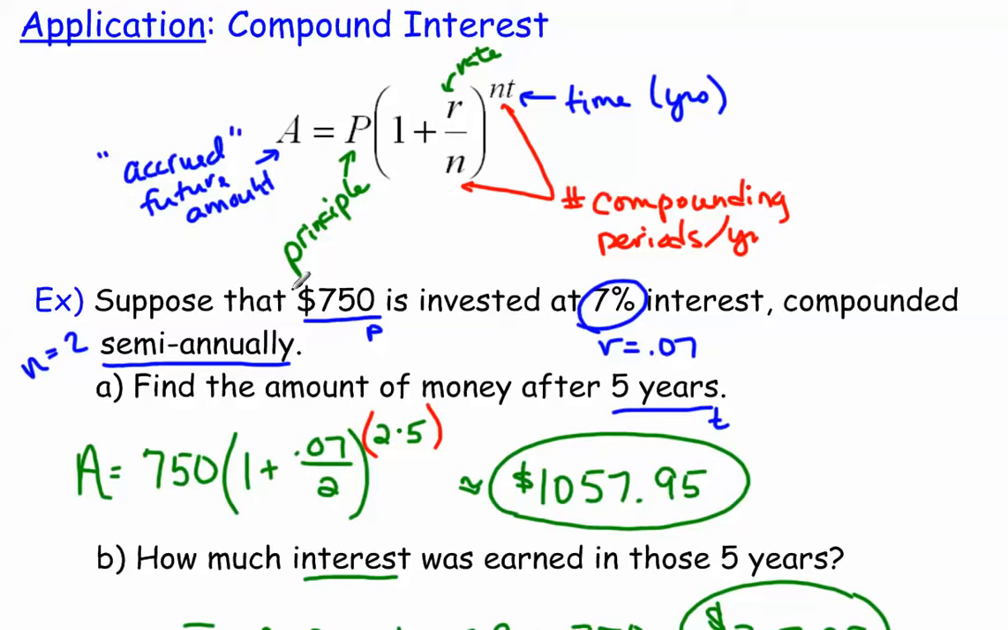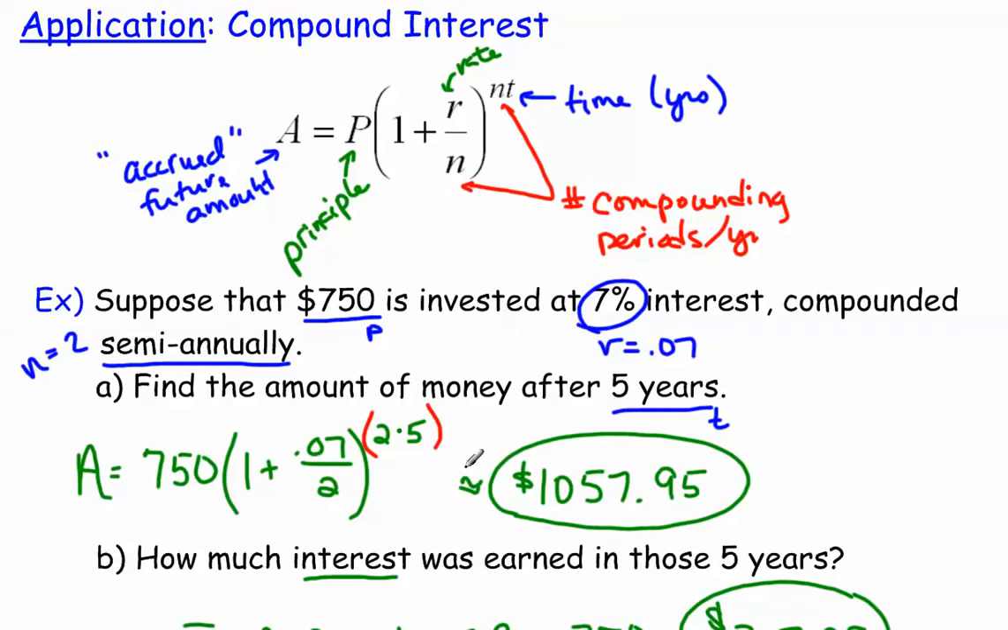So here we've got an example. We've got $750 invested at 7%, compounded semi-annually. We want to find the amount of money after 5 years. So we've got all the parts labeled here. The semi-annually tells me my n, the number of periods per year, is 2. All right, so I plug that in.